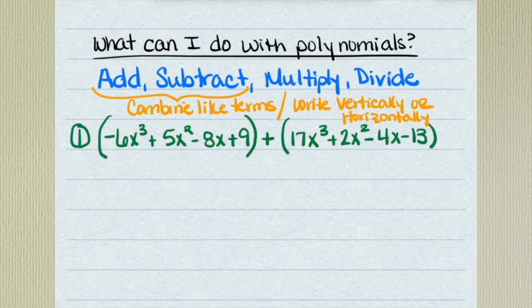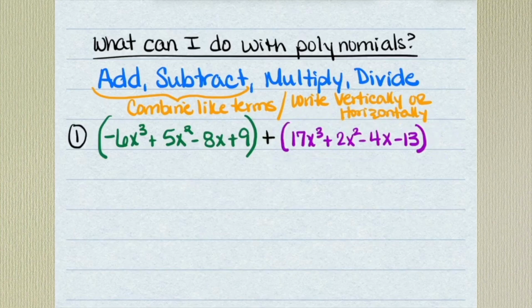All right, so now when I write this, here's what I'm going to do. I'm going to put the like terms together just so you can see it. If it helps, I'm going to change this second polynomial to be a different color. Okay, so now we have them in different colors. Now I'm going to add them together. I'm going to add like terms.